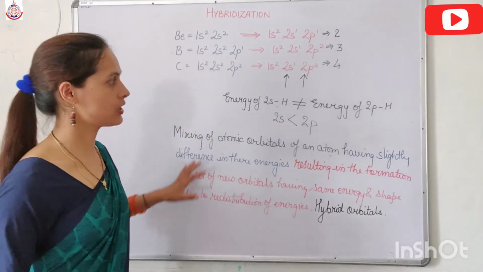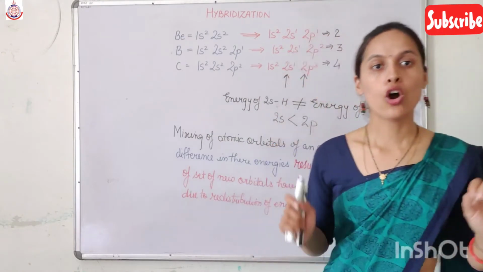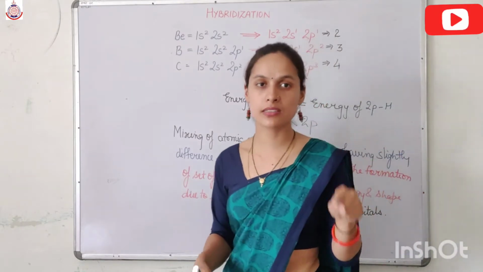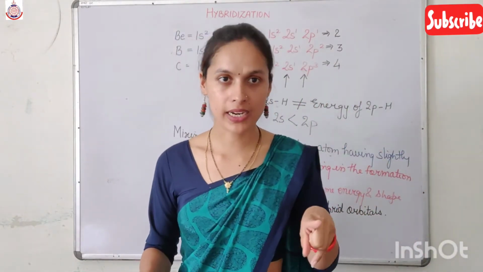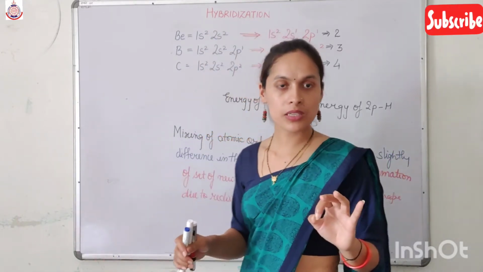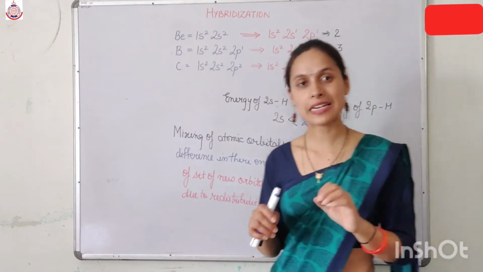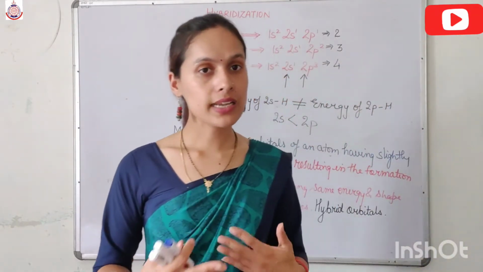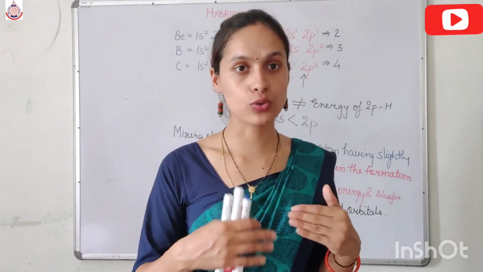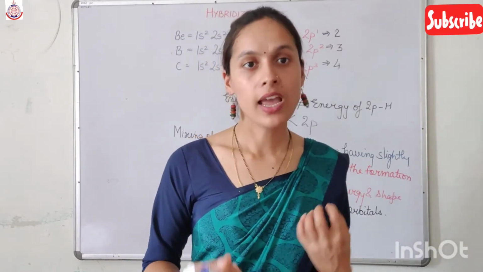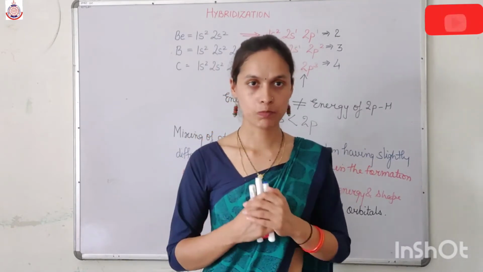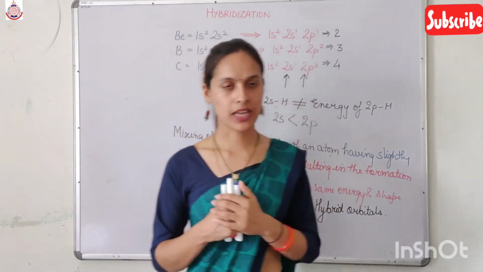So what is hybridization? Hybridization is a process of intermixing of atomic orbitals. Why intermixing? Because here is the mixing of the atomic orbitals of only one atom. We are talking about only a particular atom. So it is an intermixing of atomic orbitals having slightly different energies, resulting in the formation of a new set of orbitals having the same shape and energies due to the redistribution of the energies, and this new set of orbitals is known as hybrid orbitals. So this is the definition of hybridization.